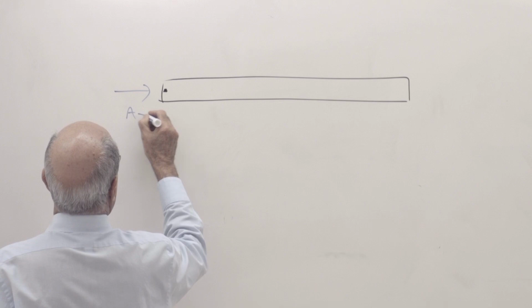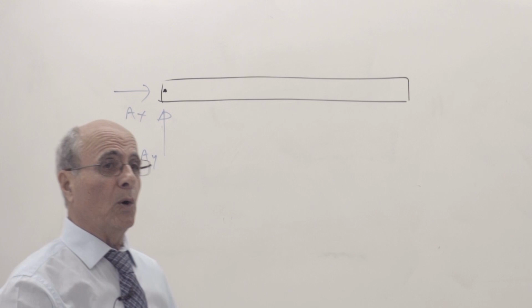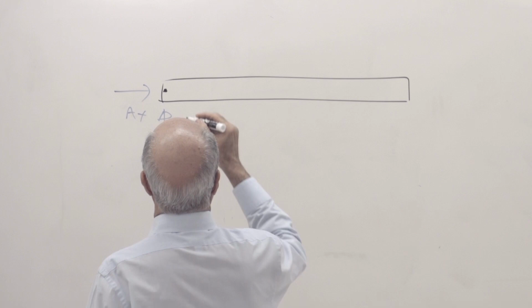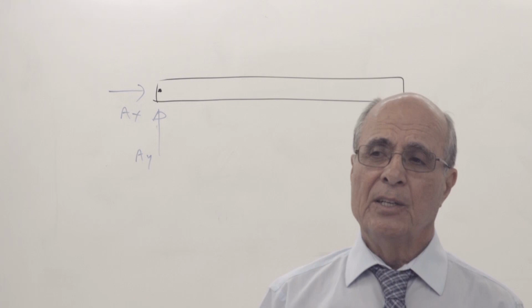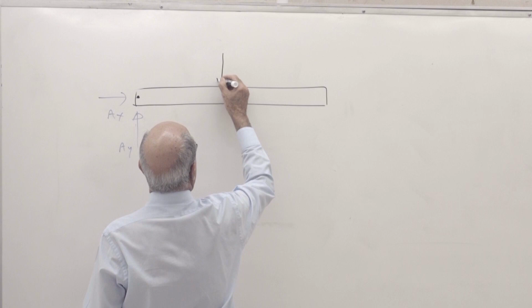Now, how do I do the load there? Remember, the load is a uniformly distributed load of 50 pounds per foot. Now, if I want only the reaction, I can replace it with one single load. What's that single load? That single load is 50 times 8, so it is 400. So I can put 400 pounds right at the middle.